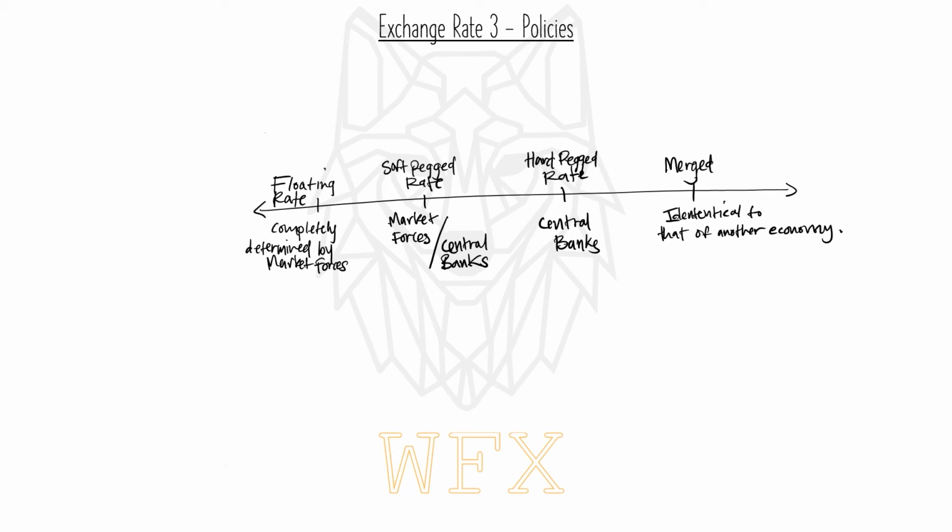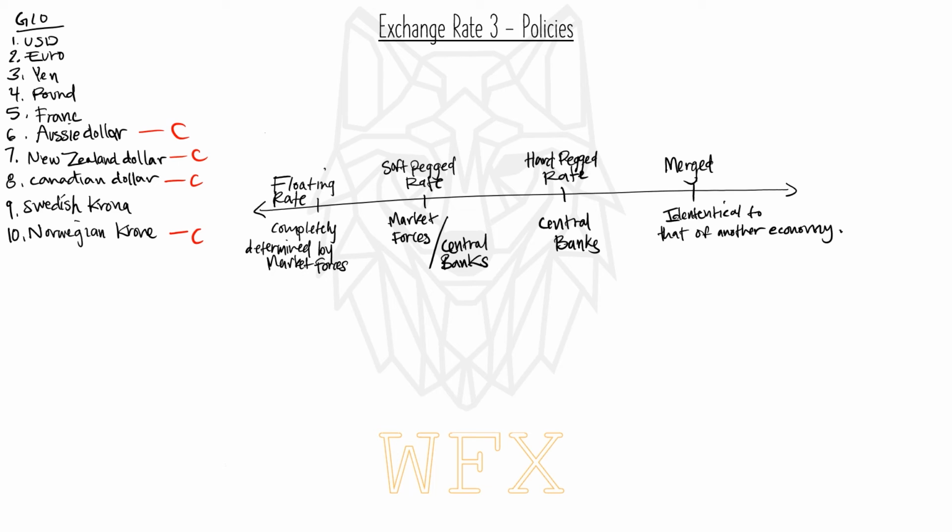Some of the G10 currencies are linked to the price movements of commodities. By investment bank definition, G10 currencies are the US dollar, the euro, the yen, the pound, the franc, the Australian dollar, the New Zealand dollar, the Canadian dollar, the Swedish krona, and the Norwegian krone. Now, it is natural for some currencies to be correlated with commodity prices because their economic growth is directly related to exports or a reliance on imports.